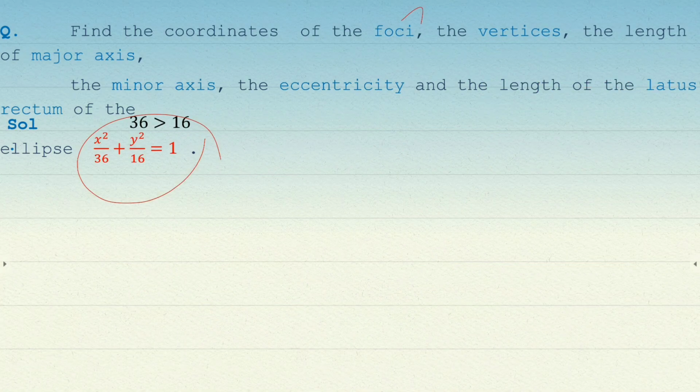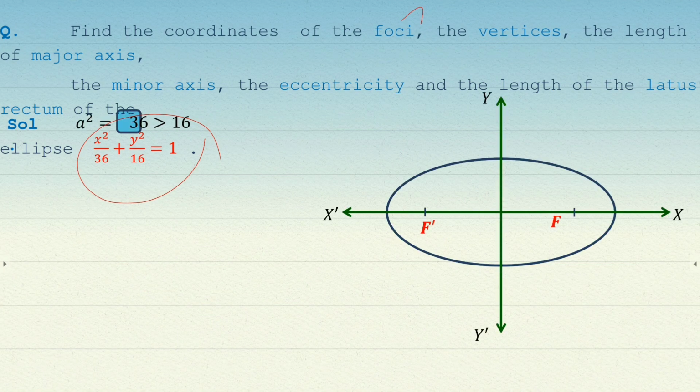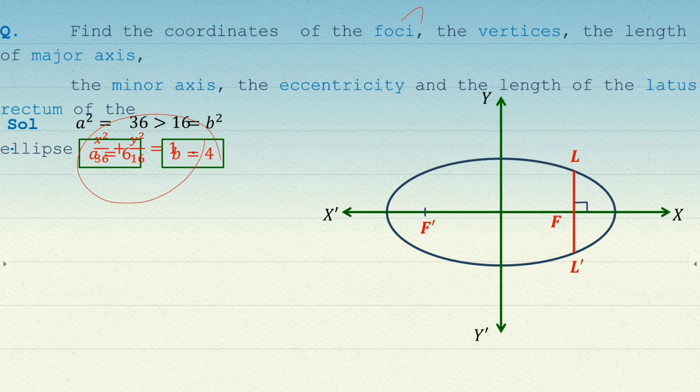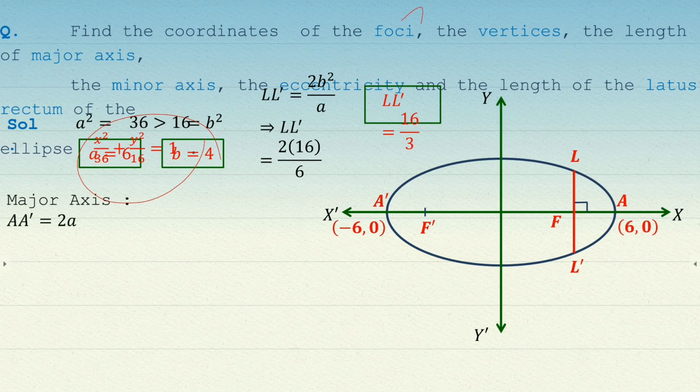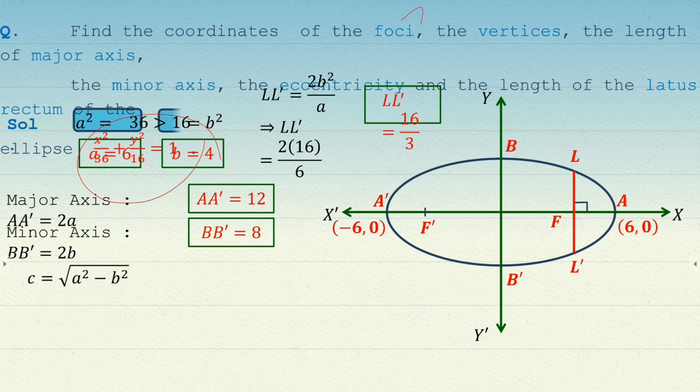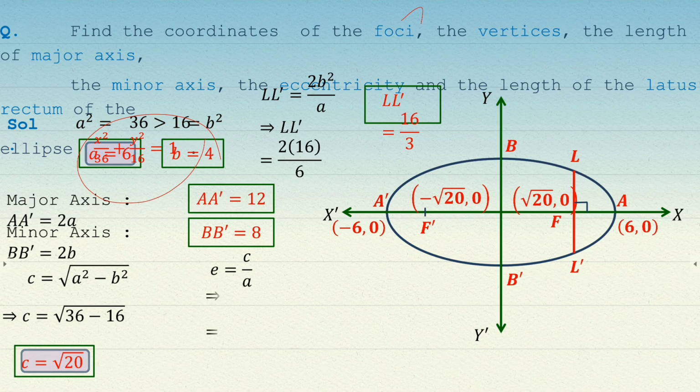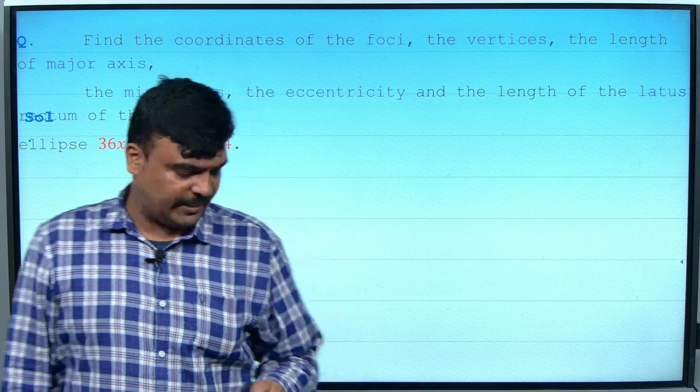Okay, so yes, we are going to do the diagram. So 16 by 3 is my latus rectum, major axis, minor axis, everything they found at last. So ஒரு diagram போட்டு இதில் எல்லாம் இப்படி எழுதுனா it will be more better. Okay, so try to do that.